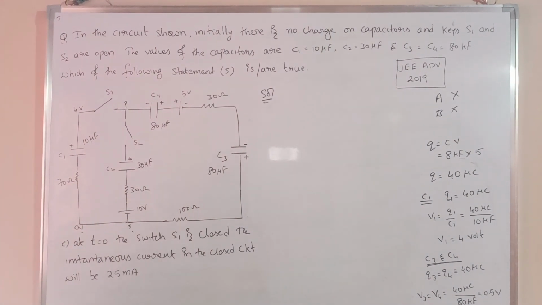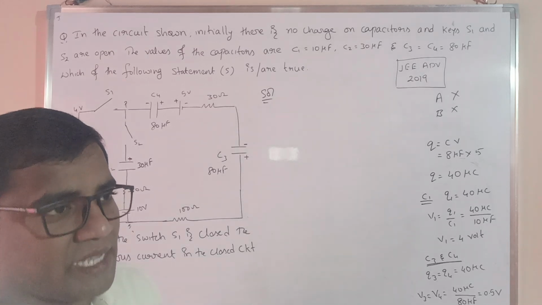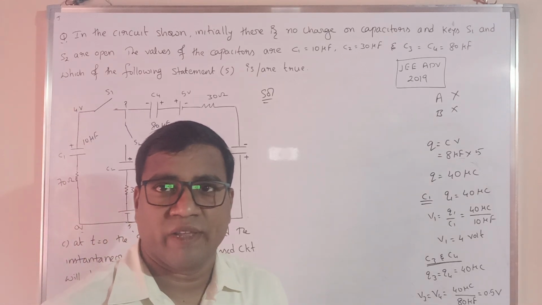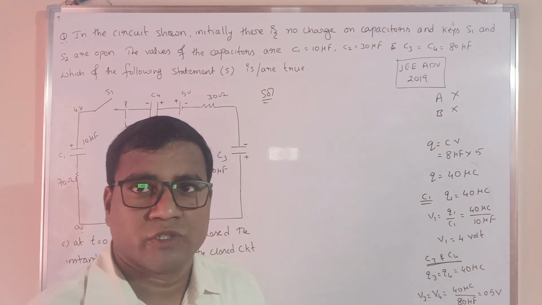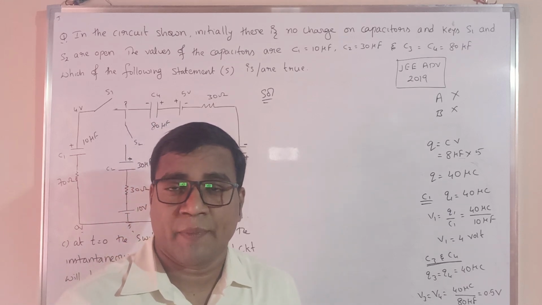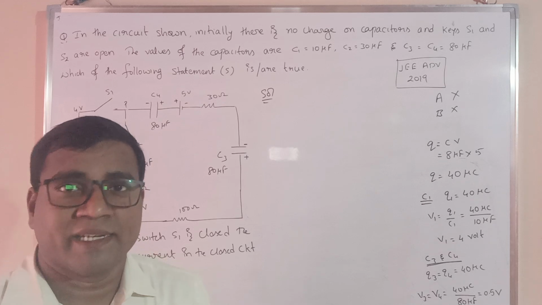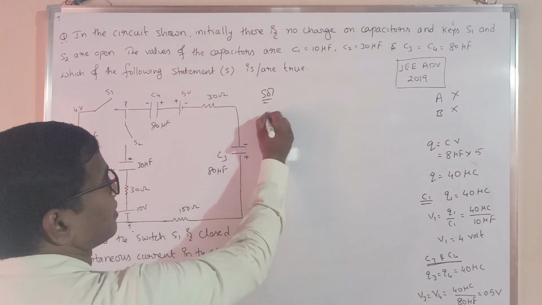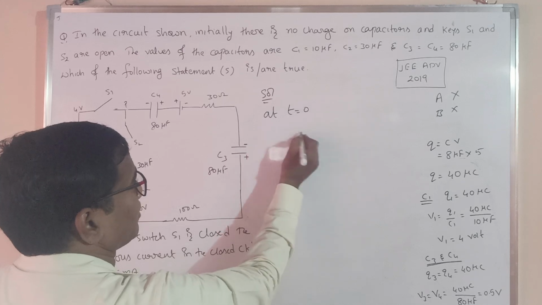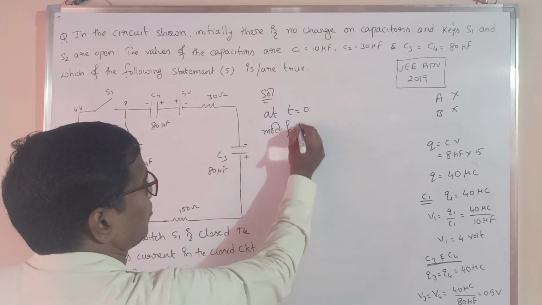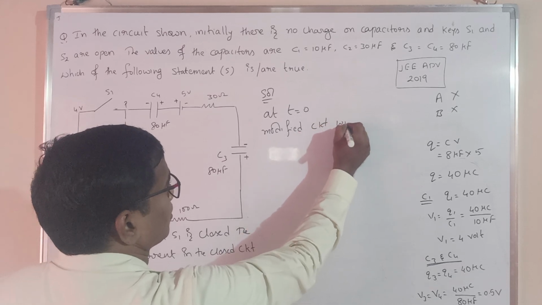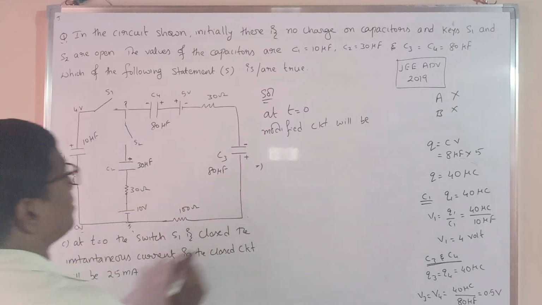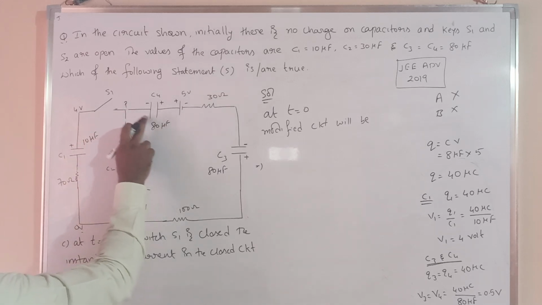Now see, in option C, he is saying that at t is equal to 0, the switch S1 is closed. The instantaneous current in the closed circuit will be 25 milliampere. So at t is equal to 0, uncharged capacitors behave as conducting wires. So at t is equal to 0, if you modify the circuit, how will it be modified? It is closed, capacitor acts as a conductor.